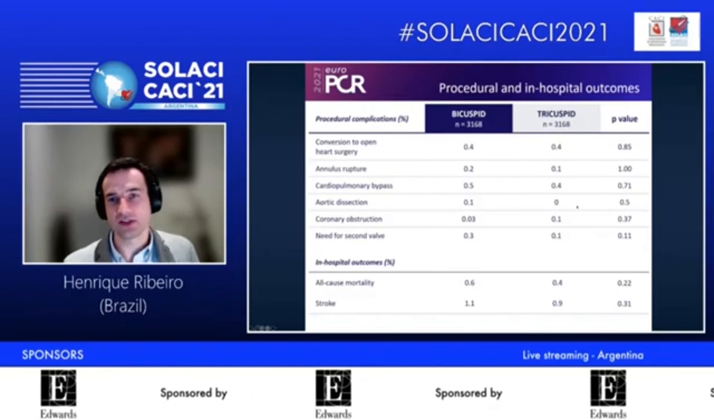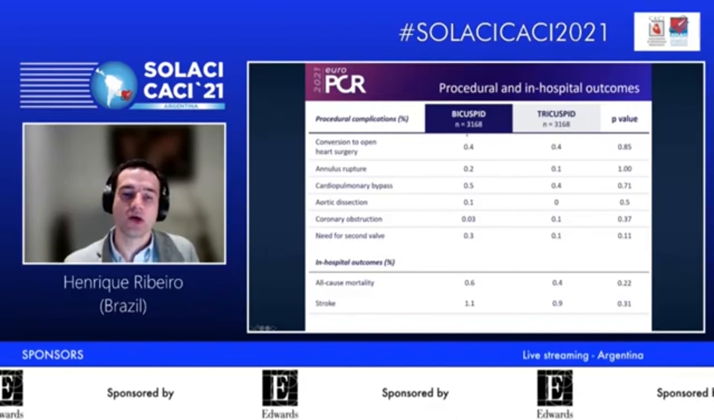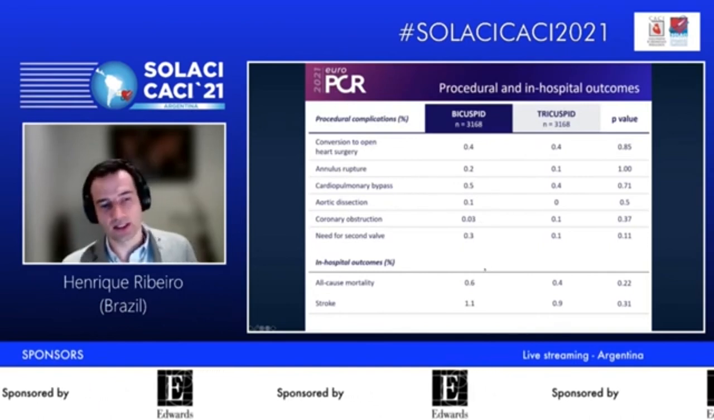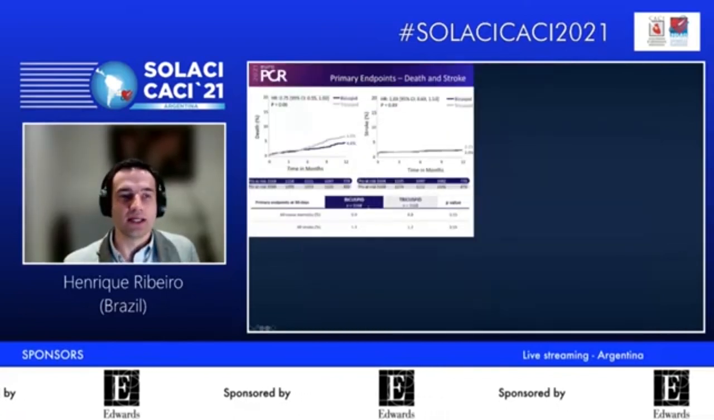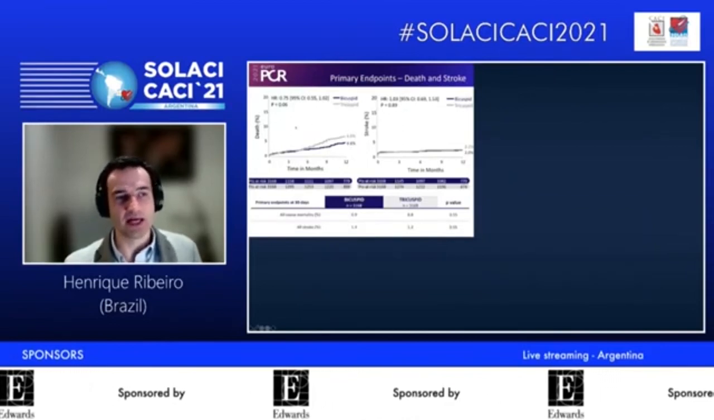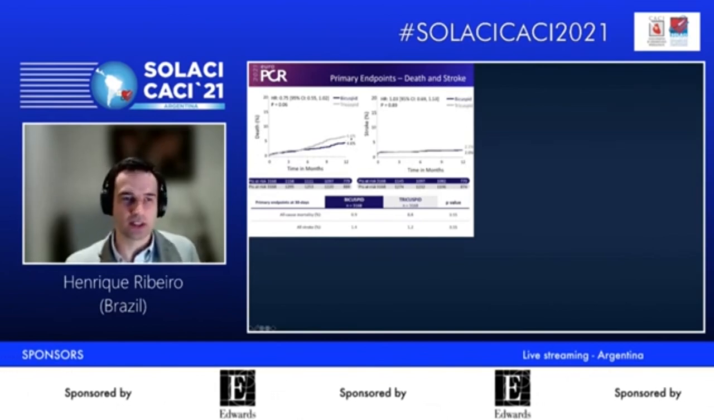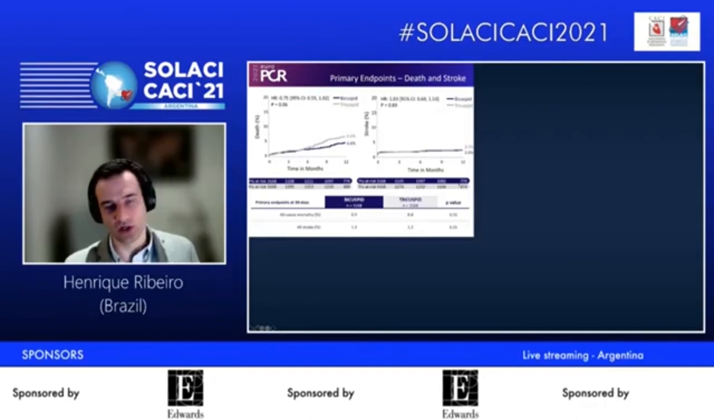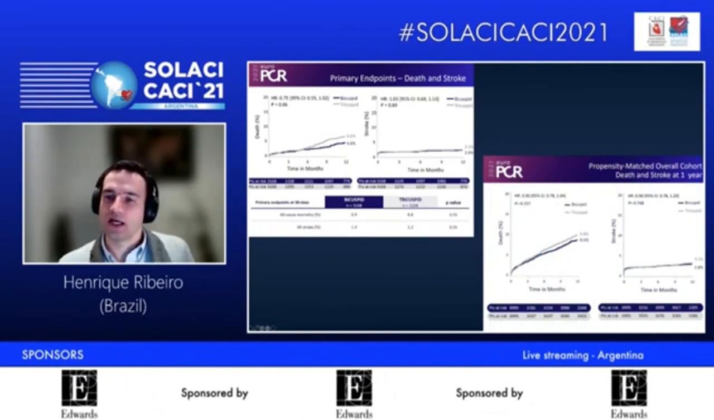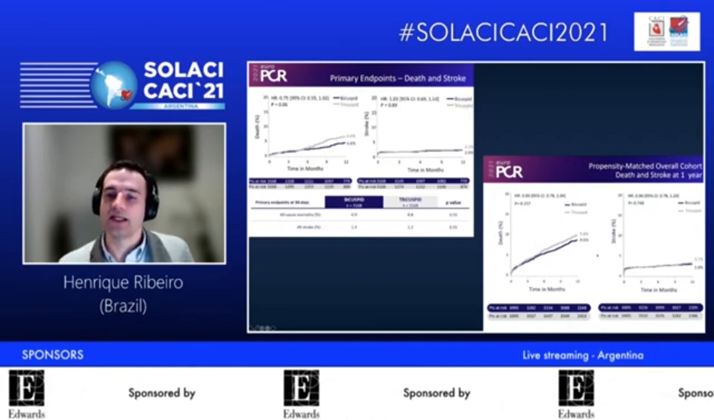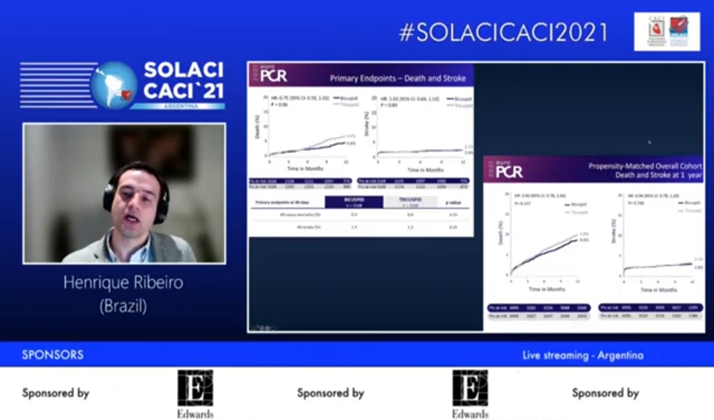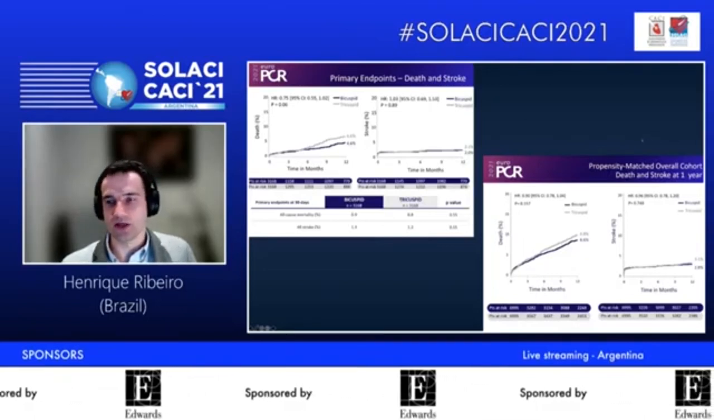And in this important study, as you can see here, when adjusted for the covariates, there was no difference in procedure and in-hospital outcomes, with very low rates of conversion to open heart surgery, annulus rupture, and other important clinical endpoints, including mortality and stroke. In the follow-up, the mean follow-up of 12 months, for the bicuspid the death rate was even lower as compared to the tricuspid valve, and stroke rates were similar at one year. After propensity score matching, again there was really no difference in death and stroke between both groups, showing that even in such low-risk patients, the SAPIEN 3 produced a very important result.